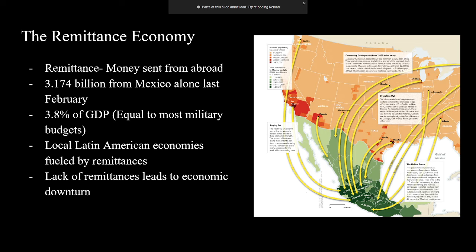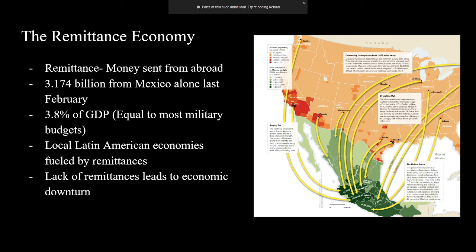So then finally, we've come to the remittance economy. The remittance economy might be the most important factor of emigration. A remittance is basically money sent from one nation into another. So for example, if I'm Honduran and I'm working in the United States and sending money back to my family in Honduras, if I do that through official legal channels, that's called a remittance.